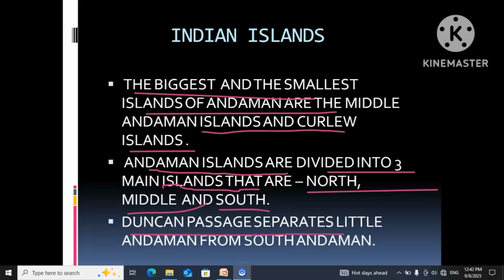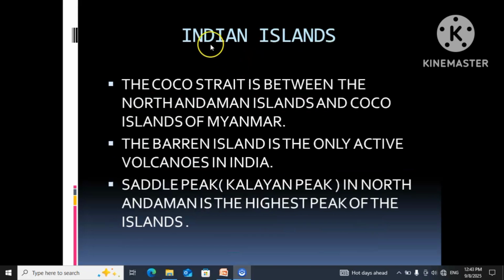Duncan Passage separates the Little Andaman from South Andaman. Now we will move to our next point. The Coco Strait is between the North Andaman Island and the Coco Islands of Myanmar.